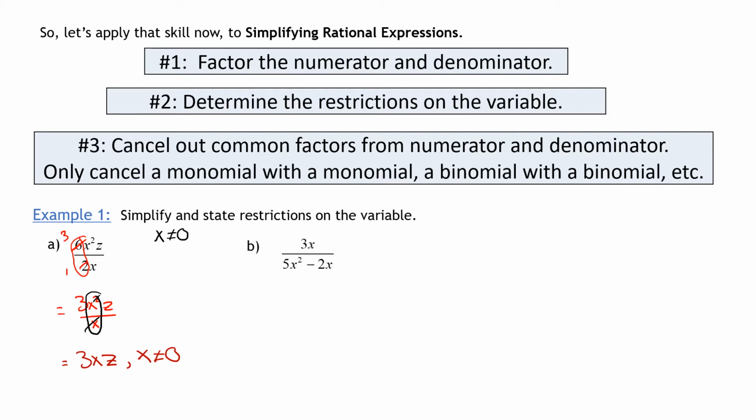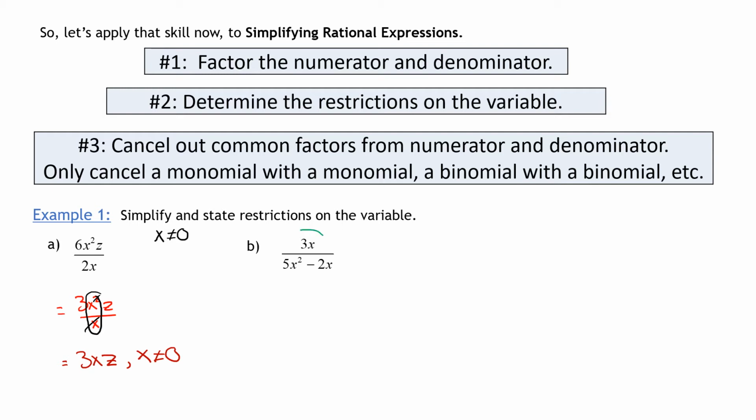This one's a little harder. Simplify and state restrictions on the variable. So let's look at our steps at the top. Step 1 is factor the numerator and denominator. We didn't have to worry about that in our first example because they were monomials. So there's no factoring to be done when you have a monomial.